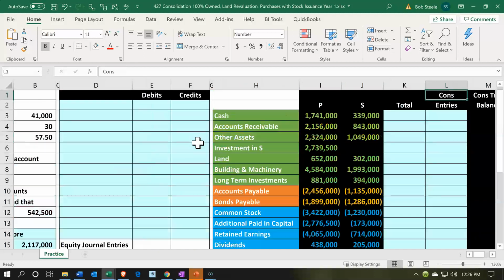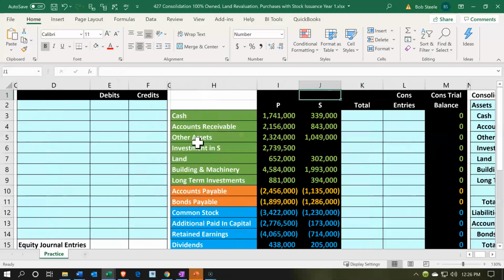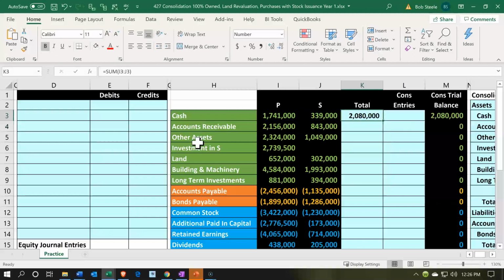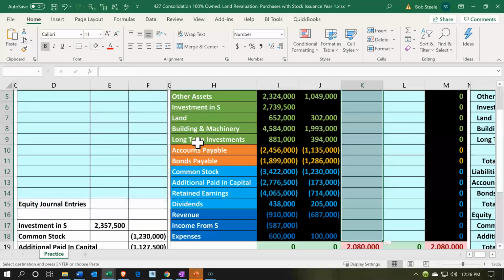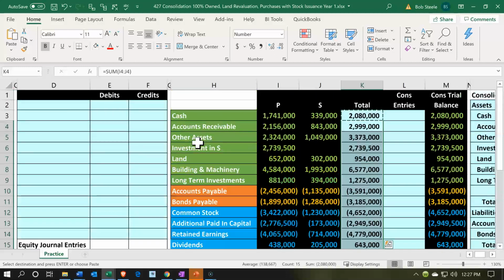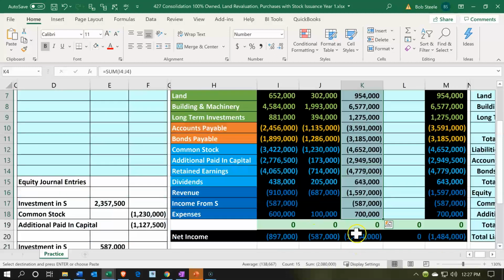Okay, same starting point for the consolidation process. We're just going to sum up. We've got P's trial balance, S's trial balance. We'll sum them up over here in K, equals the sum. So I'm just going to sum these across, and then I'm just going to copy this and paste it on down. Control V, and there it is. So we have something in balance.